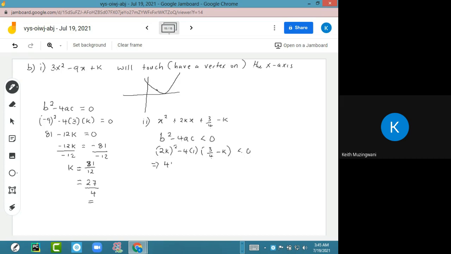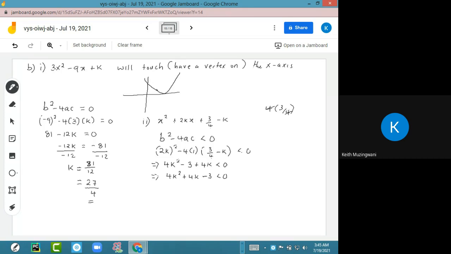Meaning 4k squared minus 3 plus 4k is less than 0. Minus 3 because when you multiply 4 by 3 over 4, these cancel. So it has become an inequality again, and it's a quadratic, so you must factorize it as a quadratic: 4k squared plus 4k minus 3 less than 0.